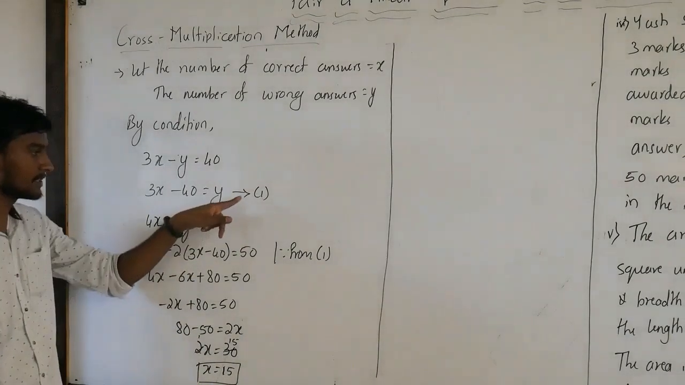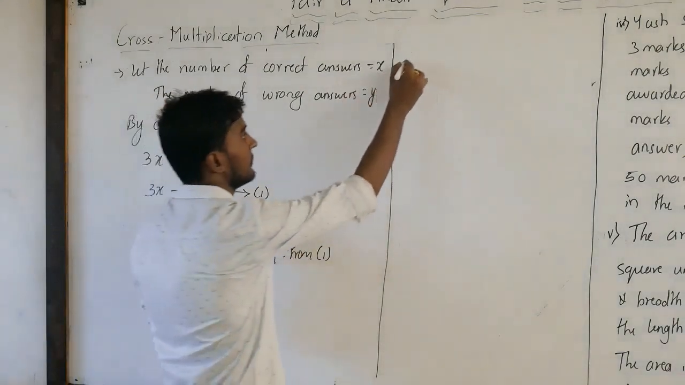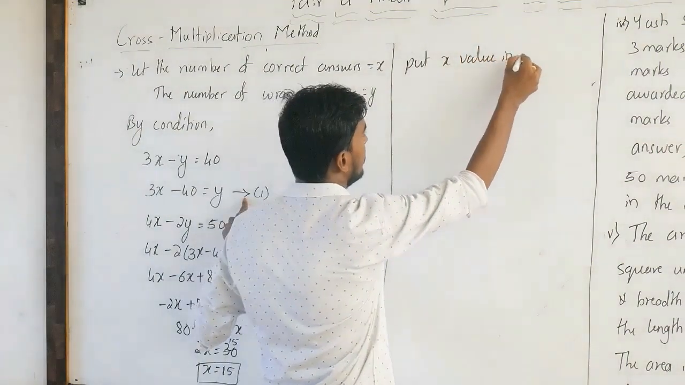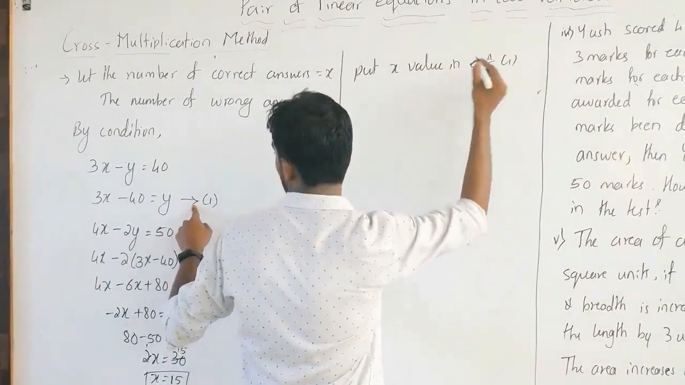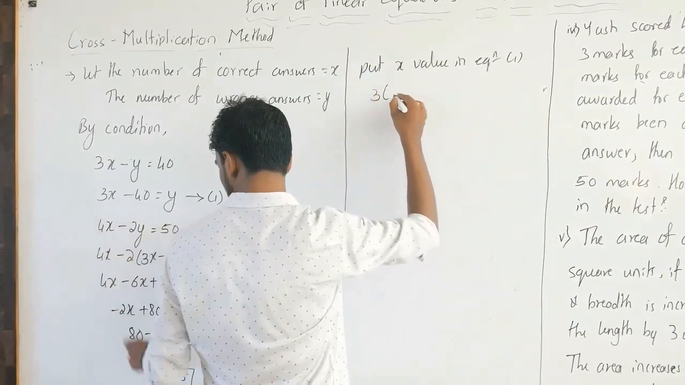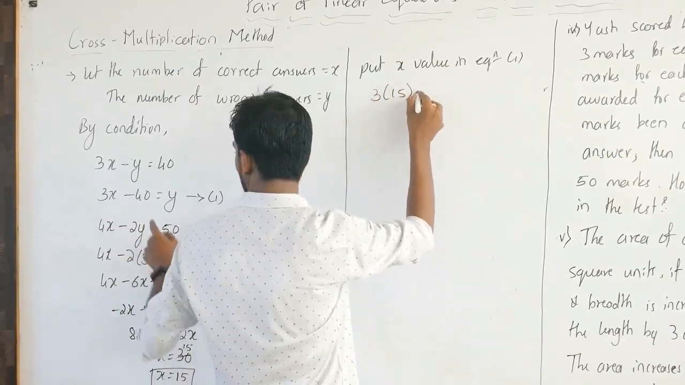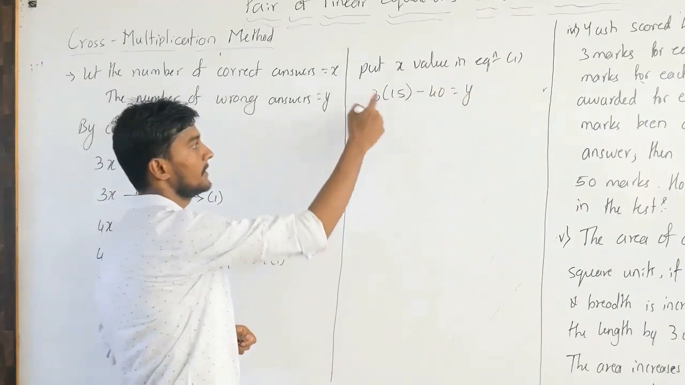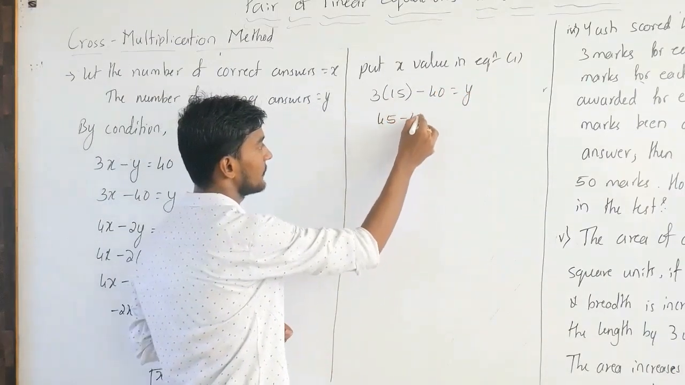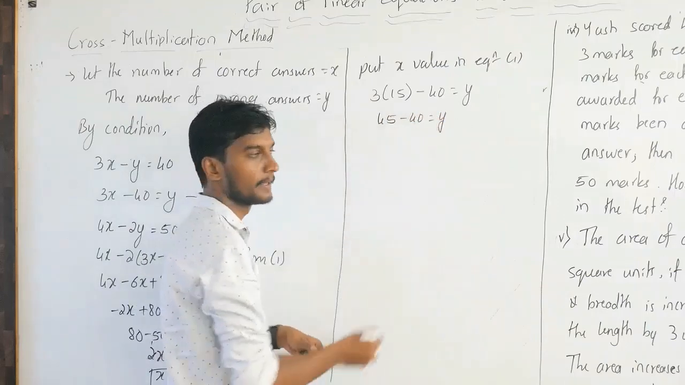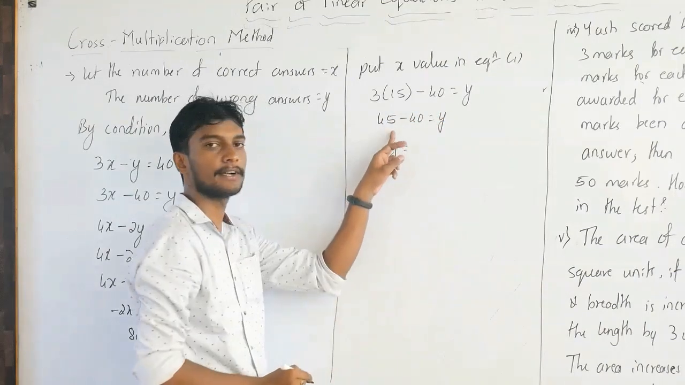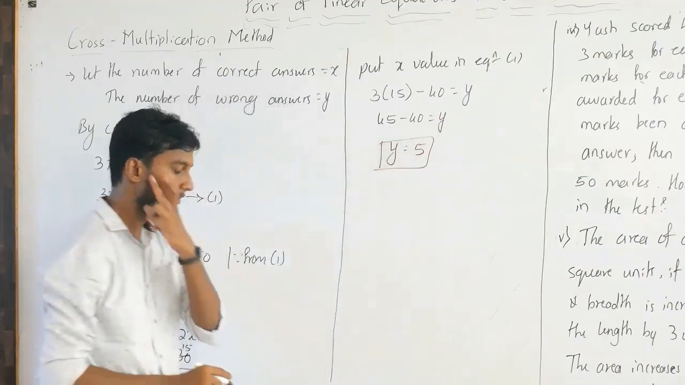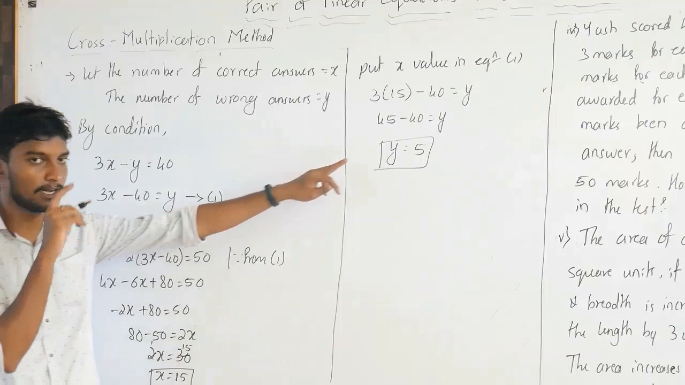Put this x value in equation number 1, you will get the y value. So that is 3 into the x value, 15, minus 40 is equal to y. So 15 3s are 45, minus 40 is equal to y. Therefore y is equal to 45 minus 40, it is equal to 5. So the value of x is 15 and the value of y is 5.